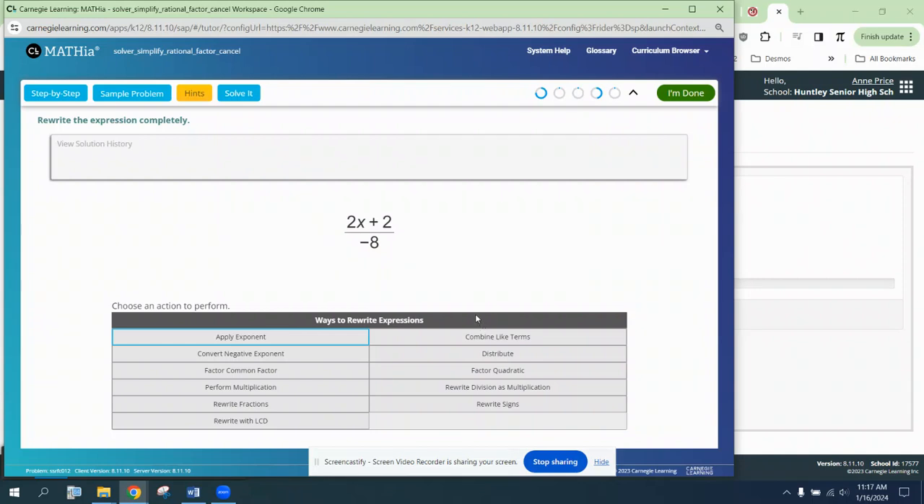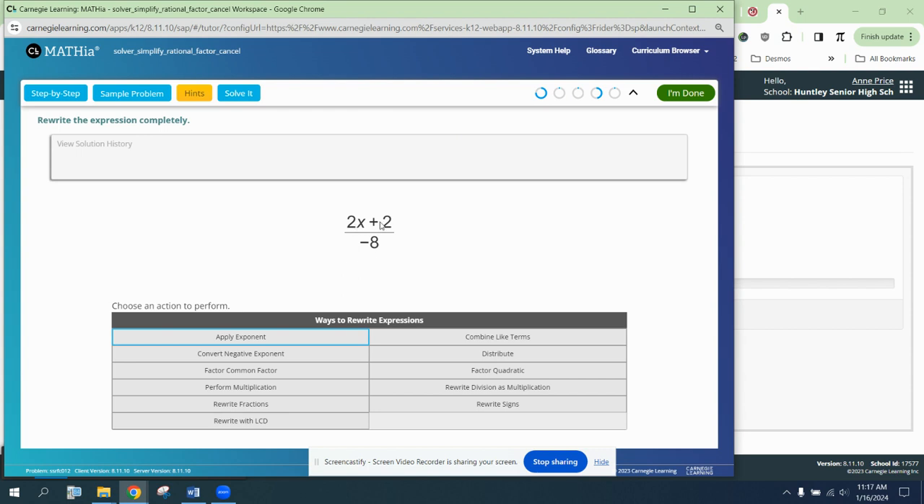Good afternoon, everyone. Today we are going to be working with Mathia on simplifying rational functions or rational expressions. So today I thought I'd take you through a couple examples on rewriting the expression completely, and we want to simplify it. So you're going to see some example problems.